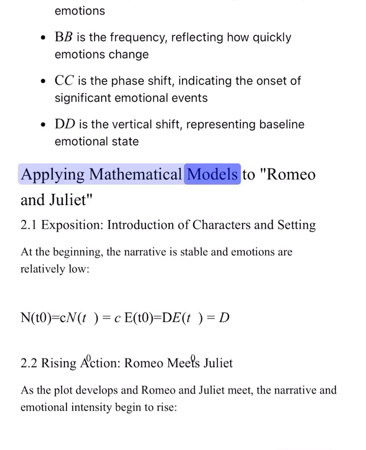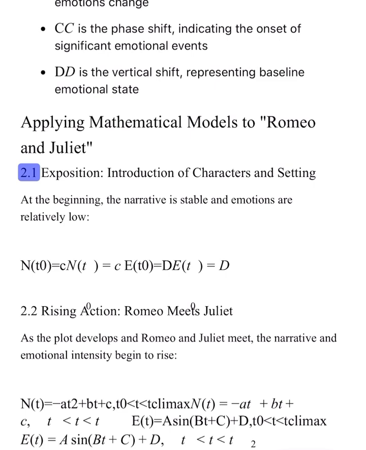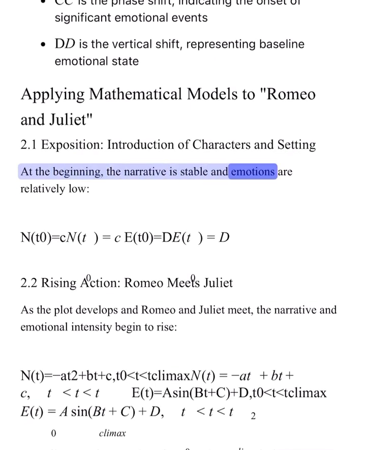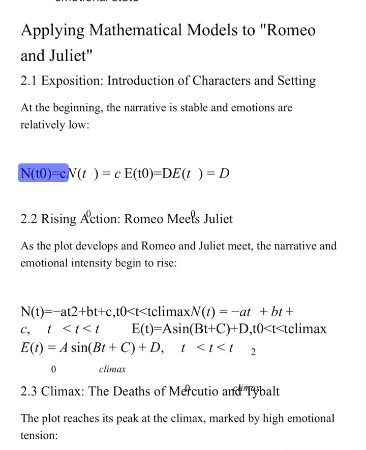Applying mathematical models to Romeo and Juliet. 2.1 Exposition: introduction of characters and setting. At the beginning, the narrative is stable and emotions are relatively low. N(0) = N_0, E(0) = E_0.